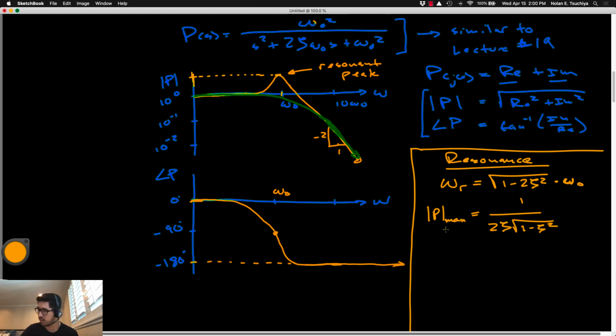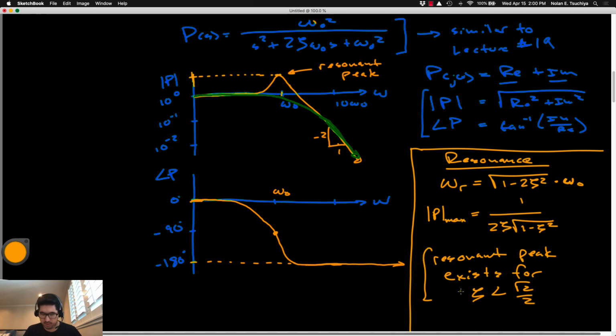Okay, so these are two things that you'll have to check for, and it turns out, right, it turns out that resonance only exists for... I'll write it here. Resonant peak exists for zeta less than root 2 over 2. And I'll explain this in a little bit. I'll do a little computation in a second about this.